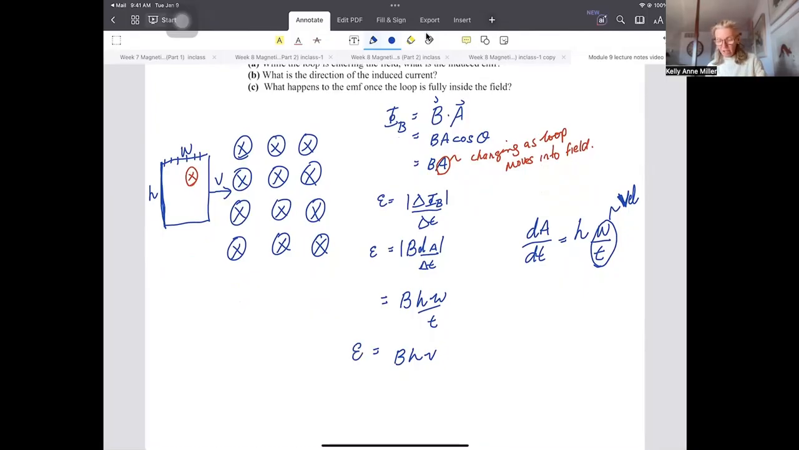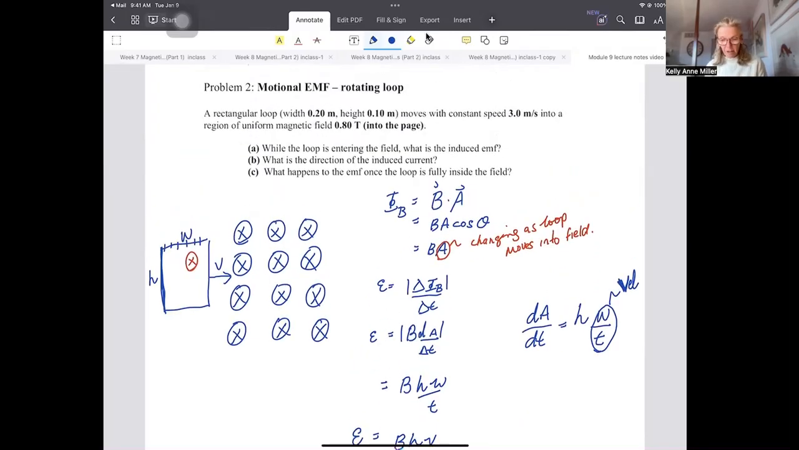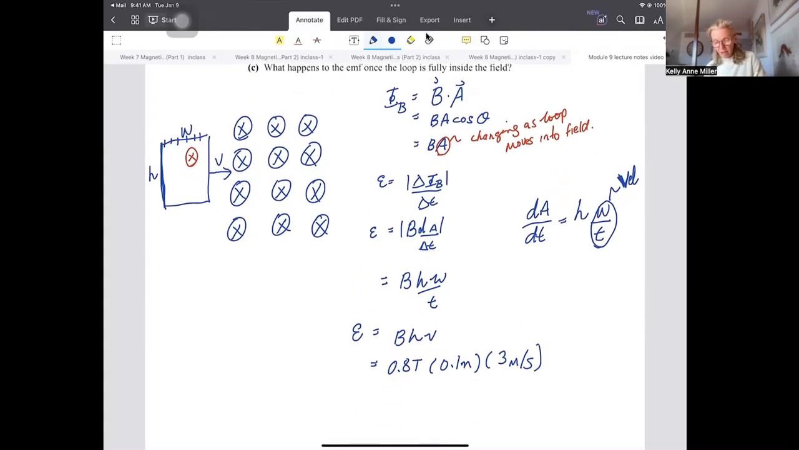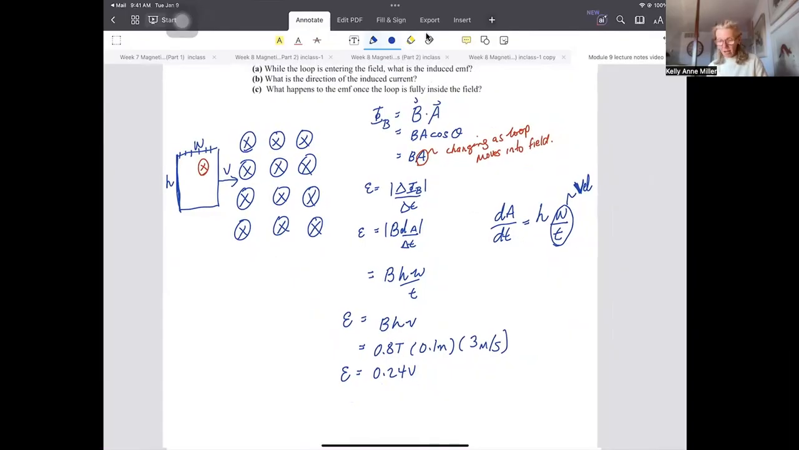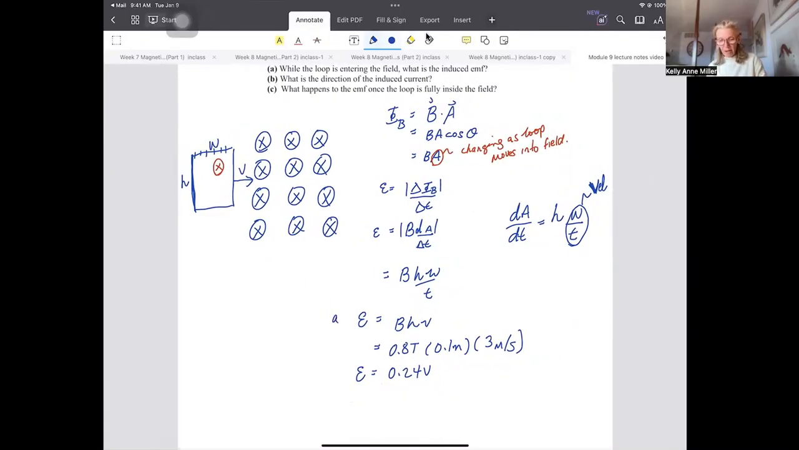So this is the induced EMF. The magnetic field is 0.8 of a Tesla. The height is 0.1 meters. And the velocity is 3 meters per second. Is that right? Yeah, 3 meters per second. So I should get a voltage of 0.24 volts. Okay. So that's part A.